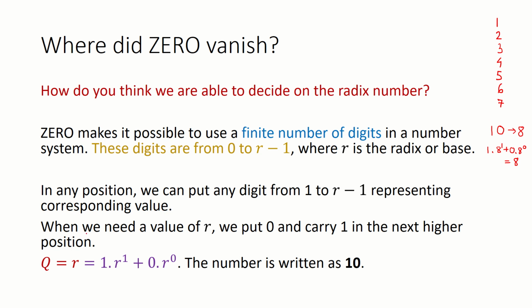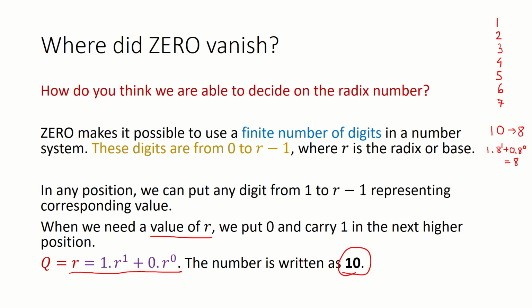So, in any number system of radix r, if we need to represent the value of r, then we put a 0 and carry 1 to the next higher position. So r is basically 1 times r to the power of 1 plus 0 times r to the power of 0, and the number is written as 10.